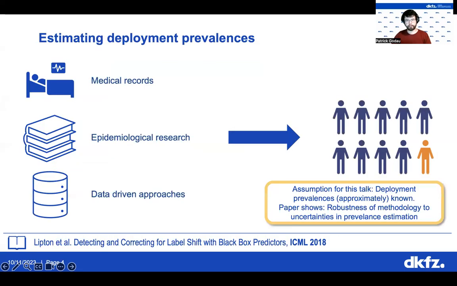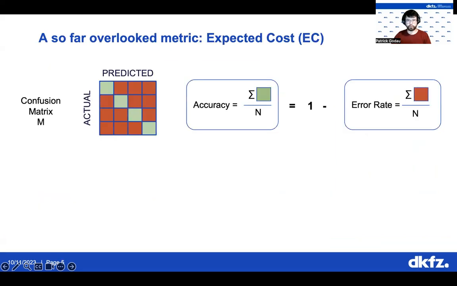In the following, let's assume that we have a decent estimate of the prevalences our model will face. This estimate can be based on literature, experience, or even be derived data-driven on the fly, as shown in prior work. Ideally, we would like to have a metric into which we can plug these class prevalences to estimate the model performance. And here you go. There is a metric which has so far been overlooked in our community, expected cost.